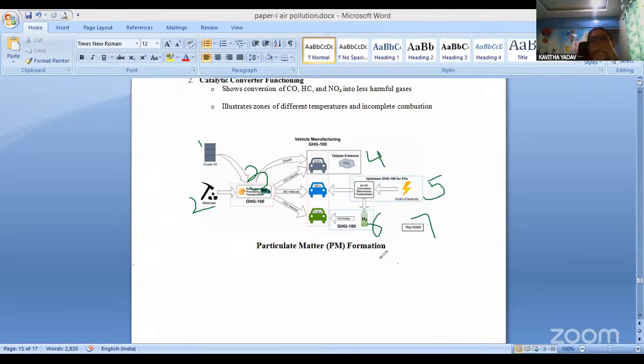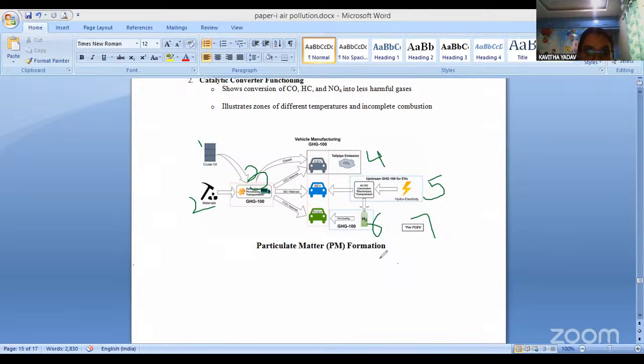These are the main 7 points present in this diagrammatic representation of particulate matter formation. The first one is crude oil, GHG, greenhouse gases. Then what are the minerals which can enter our vehicles? It can react, and when the vehicles run, combustion takes place in the engine and some impurities will be released. The impurities are nothing but greenhouse gases.